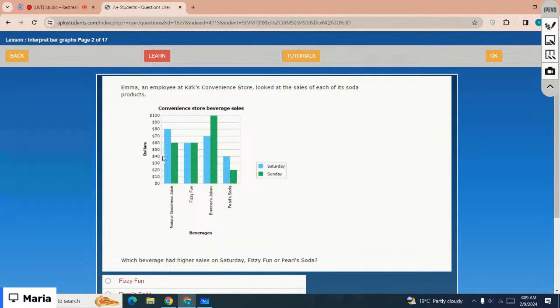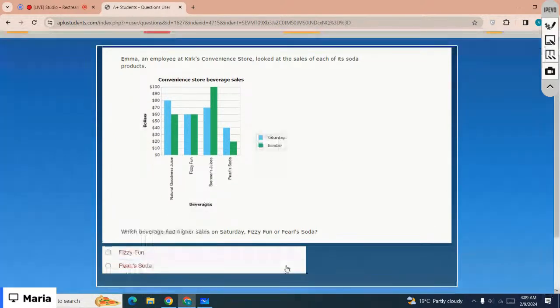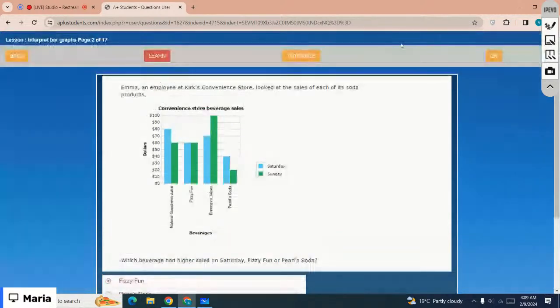So which is more? Option number 1, because Fizzy Fun is 60 and Pearl Soda is 40. That means Fizzy Fun is more than Pearl Soda. So the correct option is Fizzy Fun. Very good.